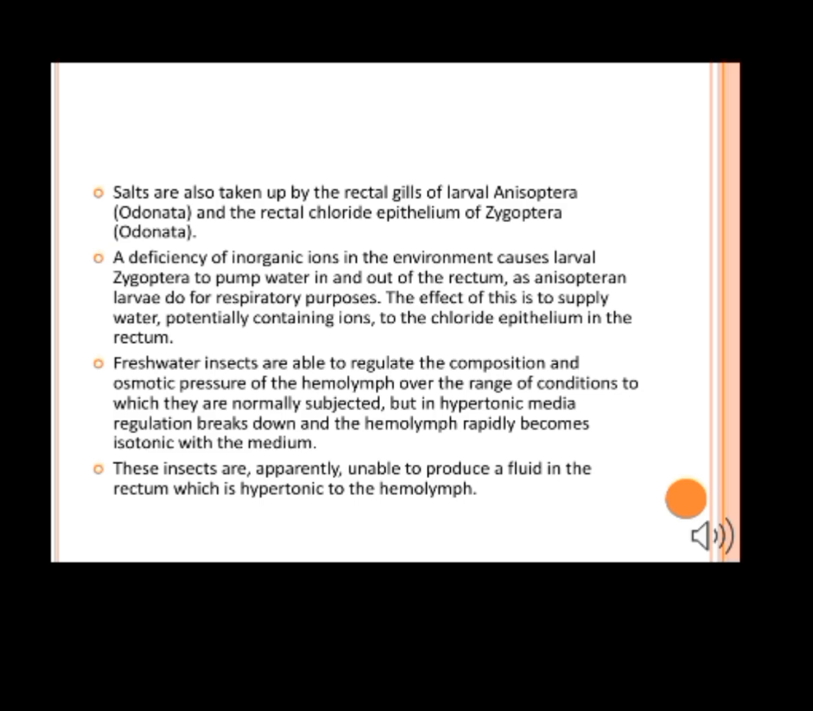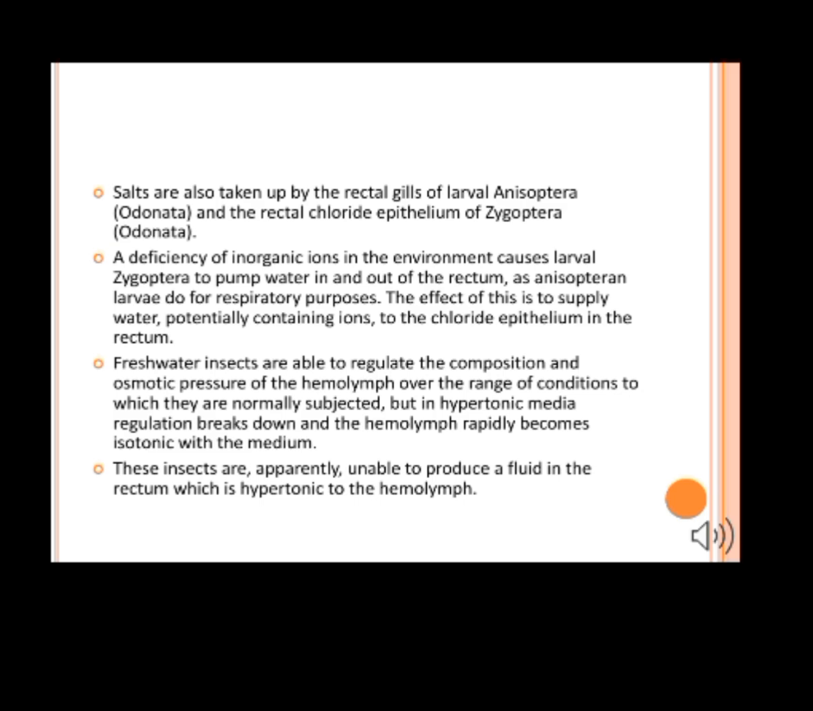Salts are also taken up by the rectal gills of the larval Anisoptera and the rectal chloride epithelium of Psychoptera. The inorganic ions in the environment cause larval Psychoptera to pump water in and out of the rectum, which is for respiratory purposes in Anisopteran larvae. This supplies water potentially containing ions to the chloride epithelium in the region of the rectum.